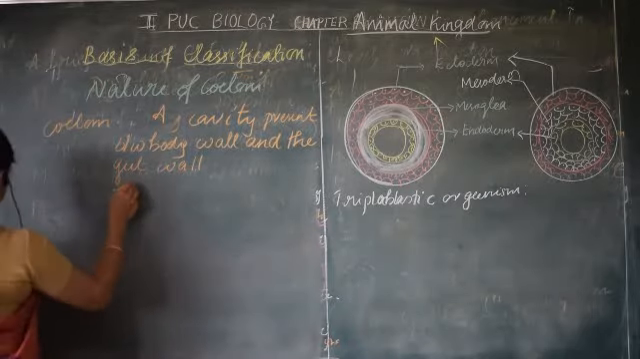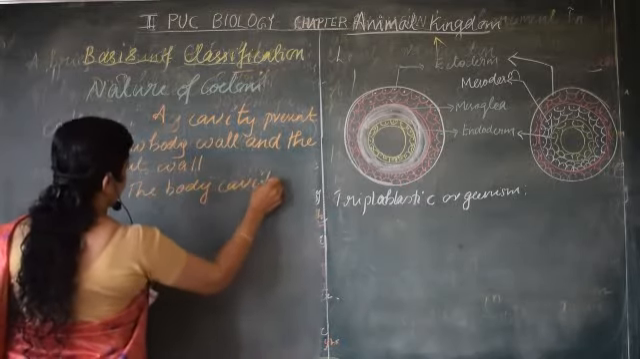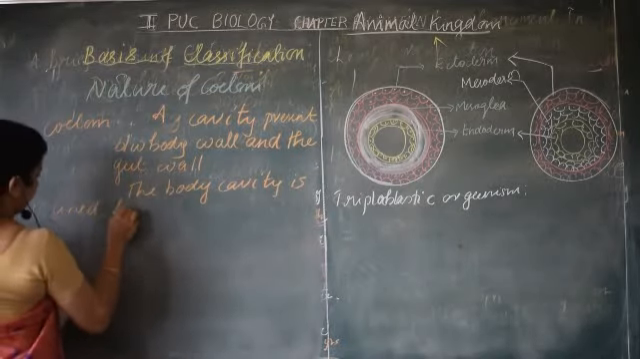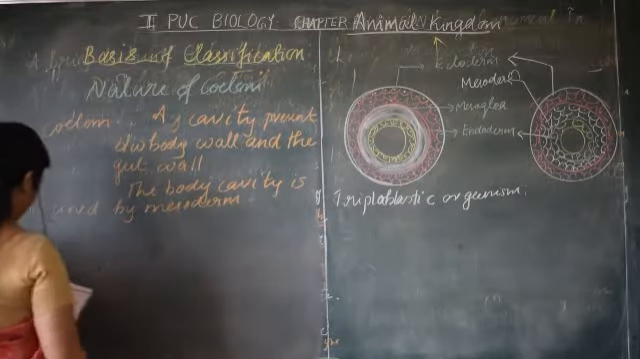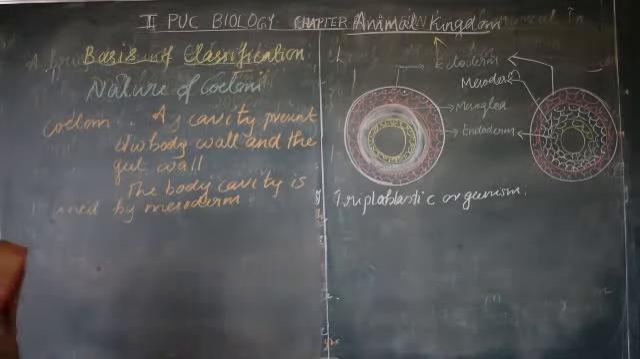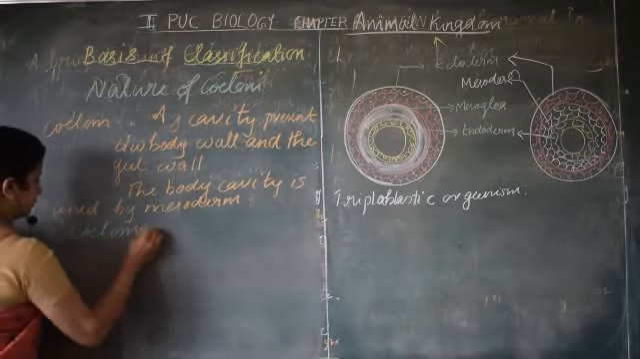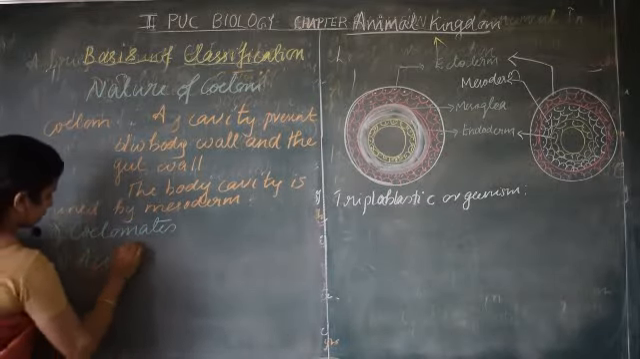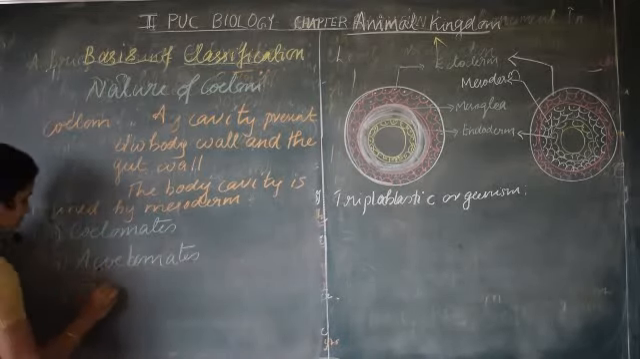Now, the coelom, the body cavity, will be lined by mesoderm. Then let us classify this into 3 types. What are those 3 types? Coelomates. Second one, acoelomates. And the third type of animals are pseudocoelomates.